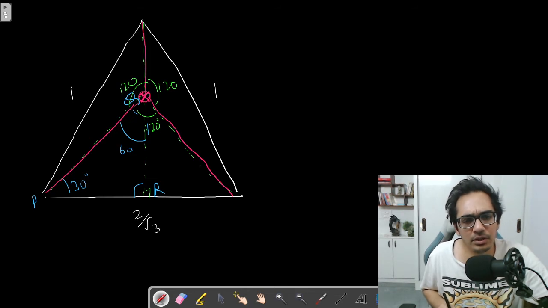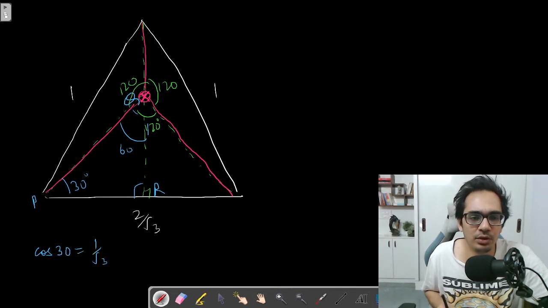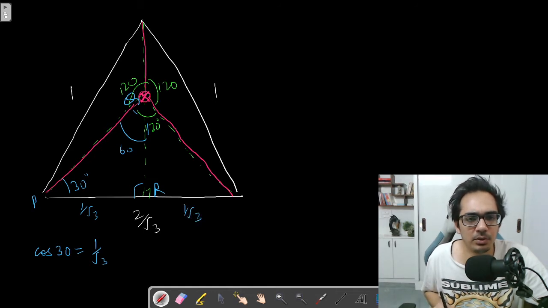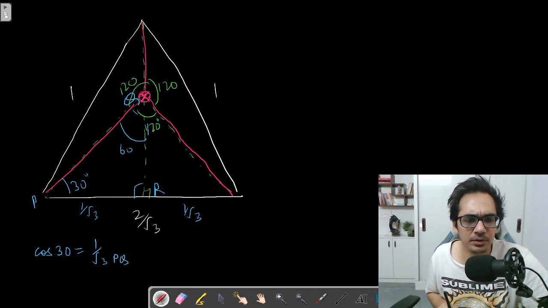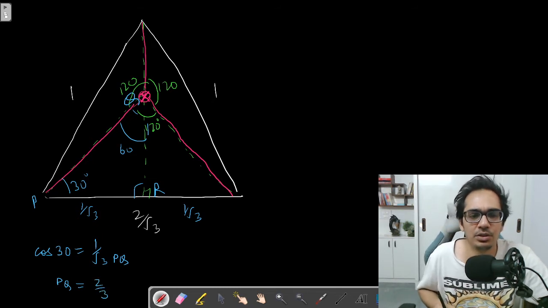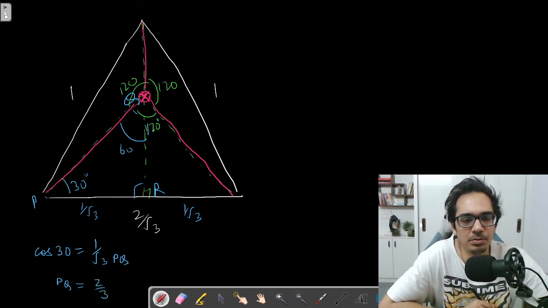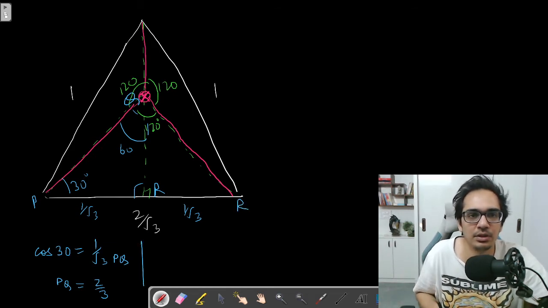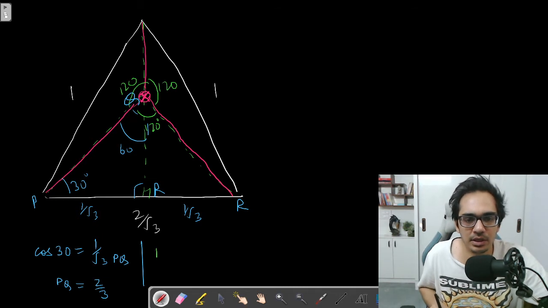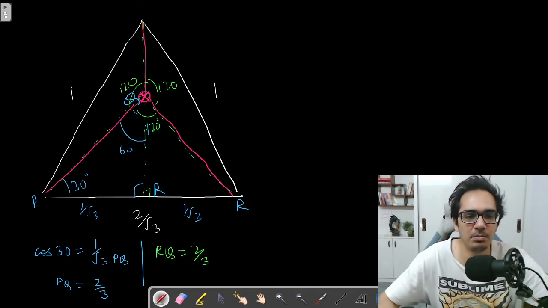We can use what result? Cos 30. Cos 30 is equal to base, which is 1 by root 3. 2 by root 3 is the full length, so half is 1 by root 3, other half is 1 by root 3. So cos 30 is equal to base upon hypotenuse. Hypotenuse is PQ. Cos 30 is root 3 by 2. So PQ is equal to 2 divided by root 3, right? Root 3 into root 3 will become 3. So PQ is equal to 2 by root 3. Similarly, RQ is also 2 by root 3, same logic.